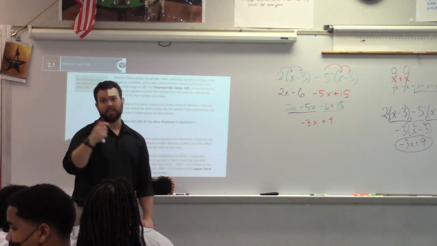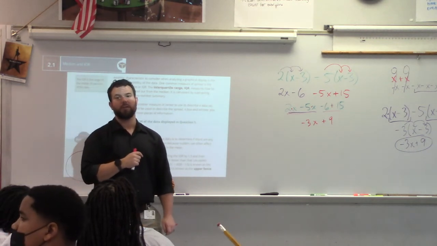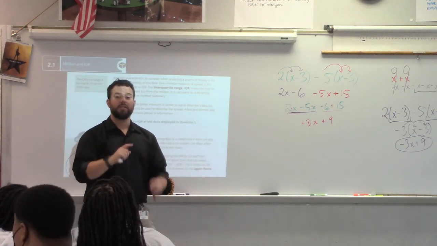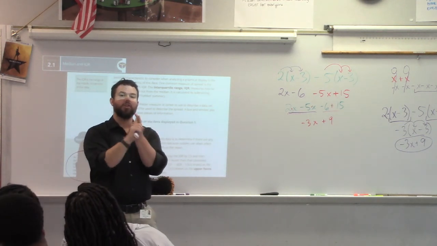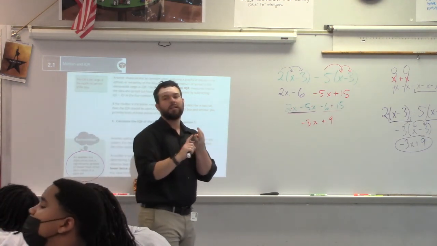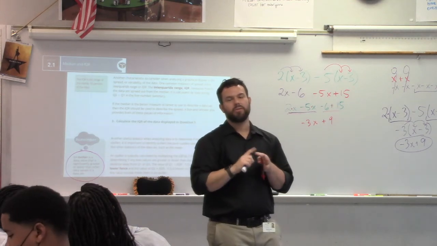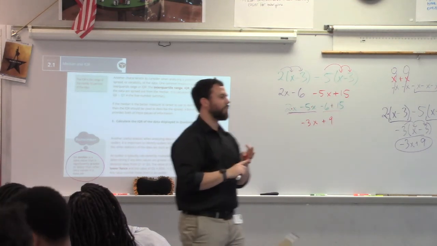So we talked about range. I think that's the only type of spread we've talked about, though, and there are several others. Yes, Jamie? What does CUS stand for again? The C is center, the U is unusual aspects, the S is shape, and the last S is spread. So center, unusual aspects, shape, and spread.